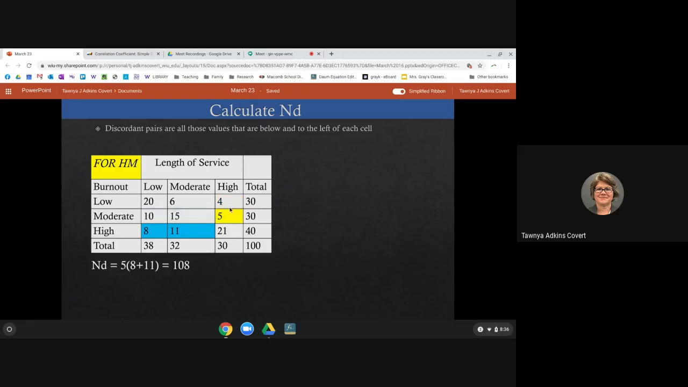We do the same calculation for high, moderate. Down and to the left, we have 8 and 11. So our value is 108. Here we have 21. There's nothing down and to the left of it. Our moderate low, we have 6, and these two values down below and to the left. 15, we have the value of 8 that is down and to the left of it. And we continue the process. And when we get to our low lows, we're going to have our sets of zeros again. And the total for the discordant pairs is 499.